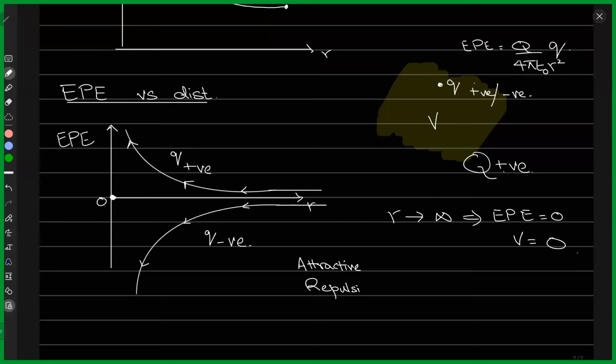But what is the case for gravity? So this is for electricity. For gravity, there is only attractive force. There is no such thing as repulsive gravity, right? So gravity is only attractive.